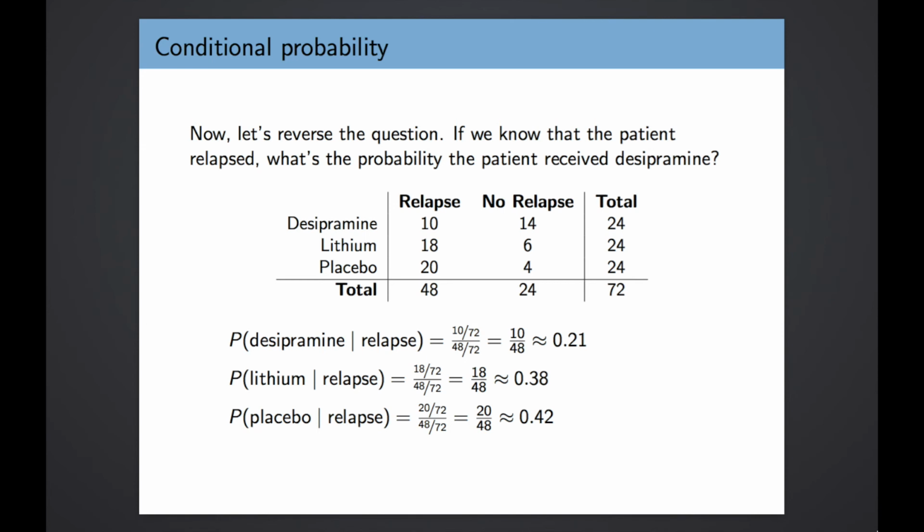And then in the placebo category, there were 20 patients who received the placebo and relapsed, and there were 48 patients who relapsed overall. So that's going to simplify out to 20 over 48, or about 42%.